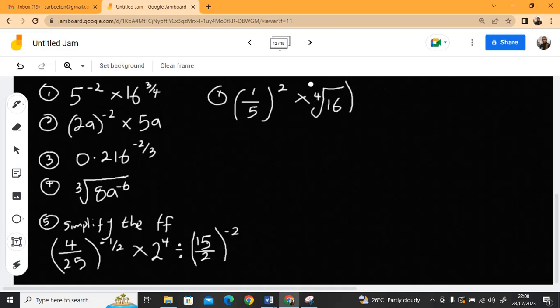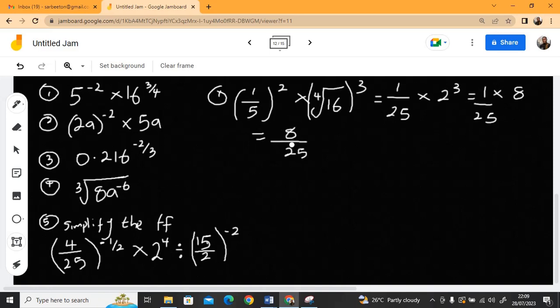This is what you do. Raised to the power of 3. So what you have now, 1 squared is 1, over 5 squared, which is 25, times the 4th root of 16. That means the number you multiply in 4 places that will give us 16. That is 2. 2 times 2 times 2 times 2 will give us 16. So that is 2 raised to the power of 3. So you have 1 times 2 cubed, which is 8, over 25. So your final answer here is 8 over 25. That is that for that one.